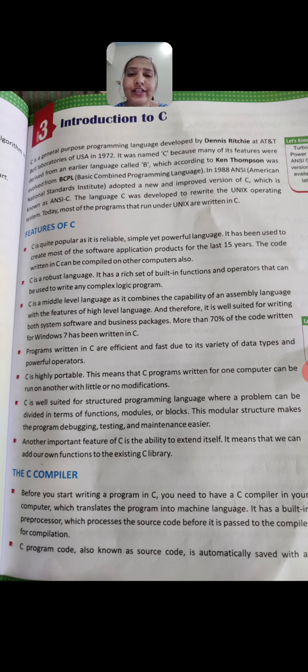Okay, features of C. First feature, this is quite popular as it is reliable. It is reliable and it is a powerful language. To introduce most of the software applications and products, the C language is used. Okay, then next one, it is a robust language.